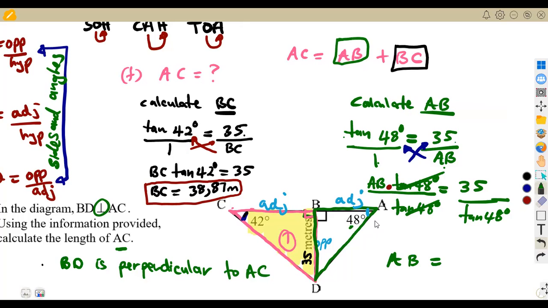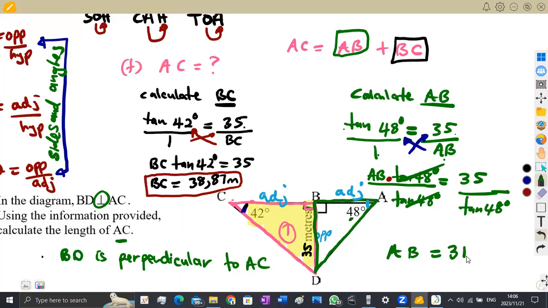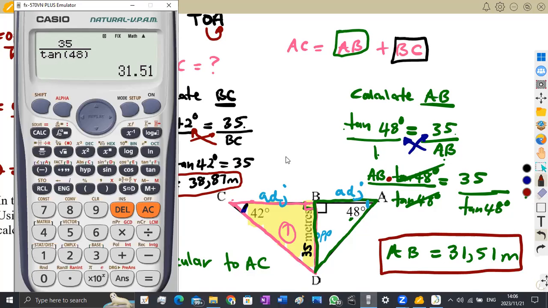Now on our calculator, I can do that. Remember, we fixed it to 2 decimal places, and as long as this fix is still there, whatever we do here is going to be to 2 decimal places. So it's 35 divided by tan 48, which is going to give us 31.51. That is 31.51 in meters. You use the units that you are given throughout. You're supposed to maintain your units. So that's 31.51 meters.